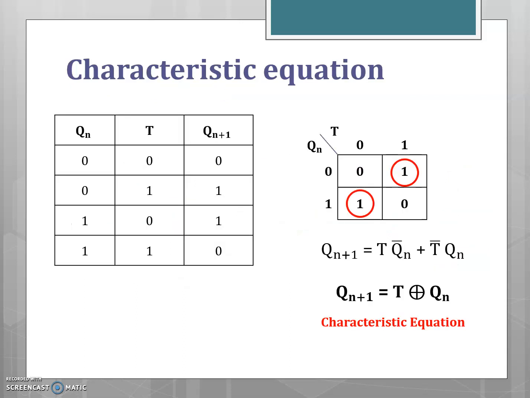Next, coming to the characteristic equation. Again, draw the characteristic table and then mark the values of Qn plus 1 in the K map and then group the corresponding ones. In this, there are no groups, so there are two isolated ones. Correspondingly, the first term corresponds to T Qn bar, and the second term corresponds to T bar Qn. So the output Qn plus 1 is T XOR Qn. So this is the characteristic equation of the T flip-flop.